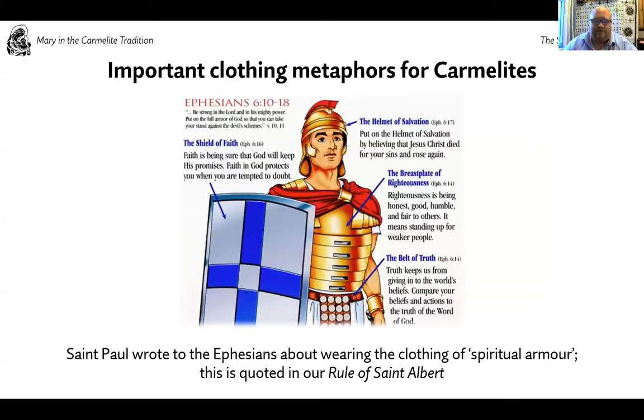And the idea of clothing inspires St. Paul in his letter to the Ephesians when he's talking about spiritual armour, which gets quoted extensively in Our Lord of St. Albert. So the shield of faith, the helmet of salvation, the breastplate of righteousness, the belt of truth. These are very important concepts and metaphors.